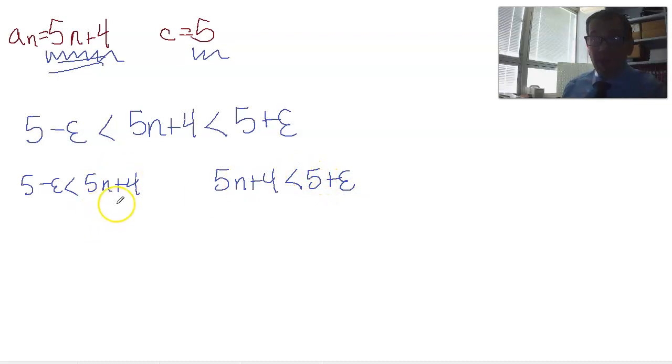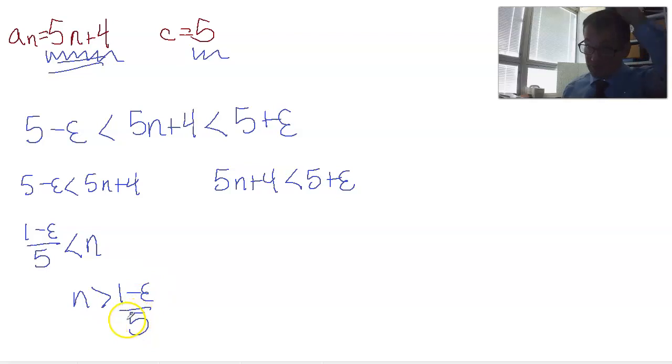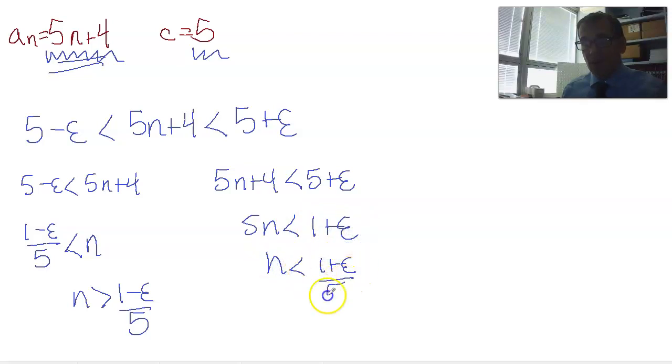And as I solve for n, subtracting 4 from both sides and dividing by 5 gives me 1 minus epsilon divided by 5 is less than n, or n is more than 1 minus epsilon over 5. And then for this guy, same idea. I'll subtract 4 from both sides, divide by 5. 5n will be less than 1 plus epsilon. So n will be less than 1 plus epsilon all over 5.